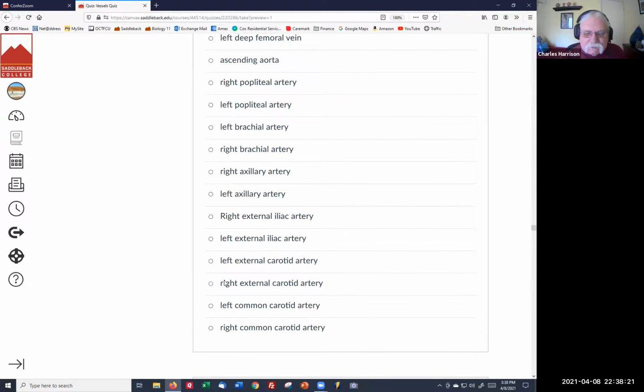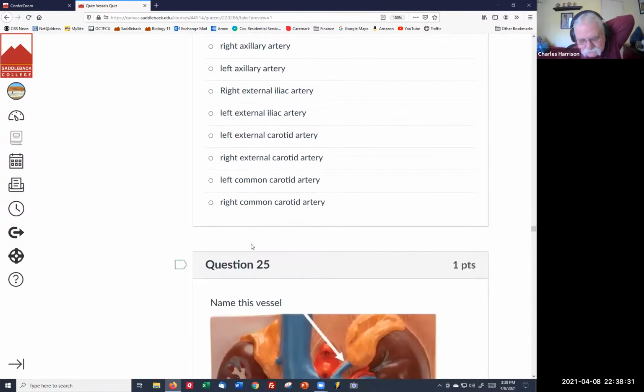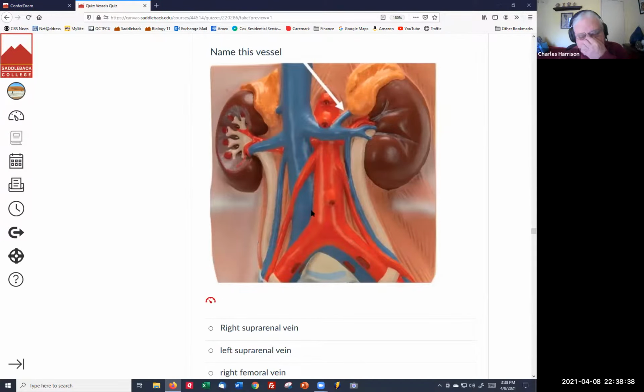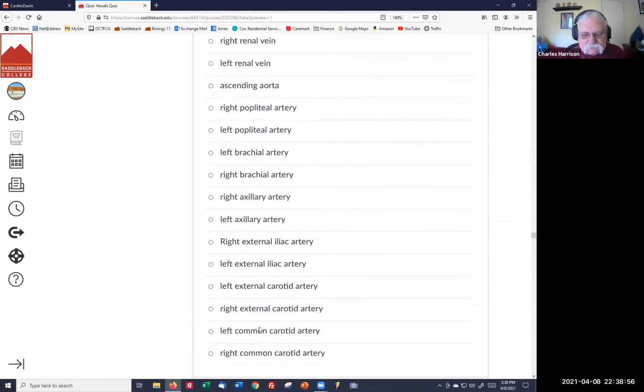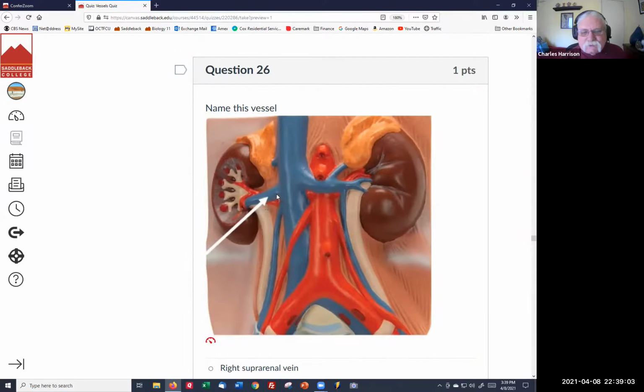Oh, I missed it again. There it is. Well, finally, an easy one. This is going to the adrenal gland. This is the suprarenal vein on the left side. So, second one here, even easier. This is on the right side, going right into the kidney, right renal vein.